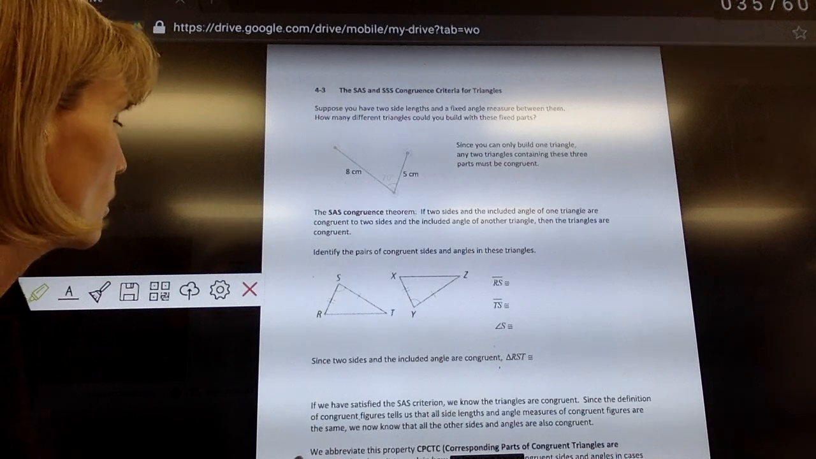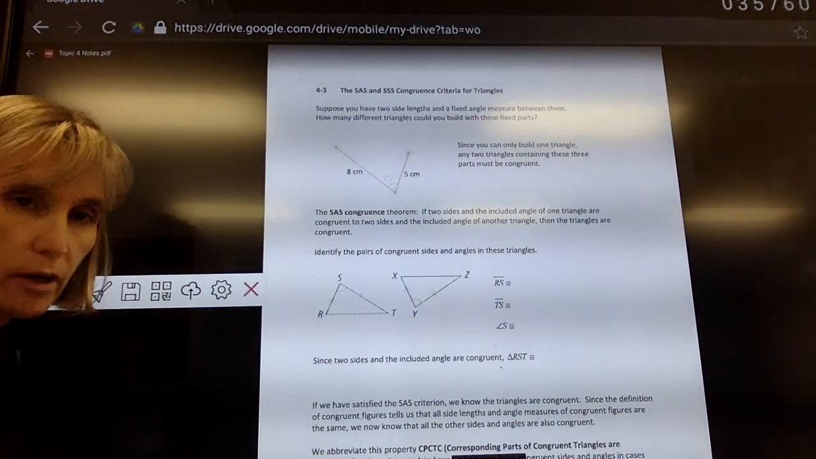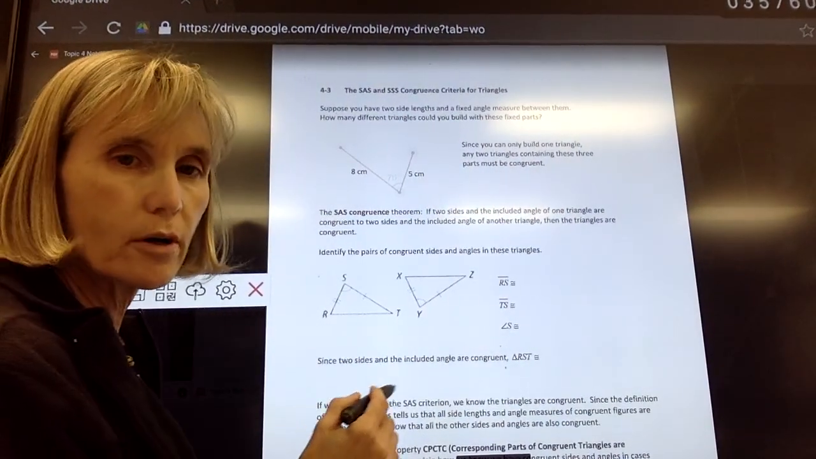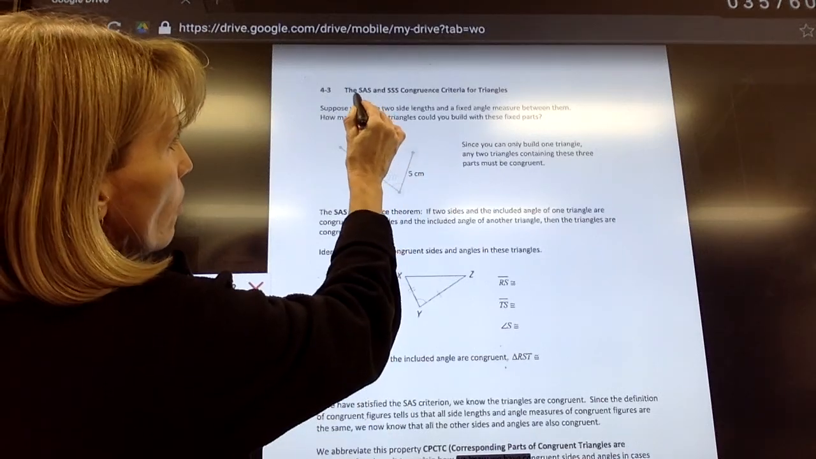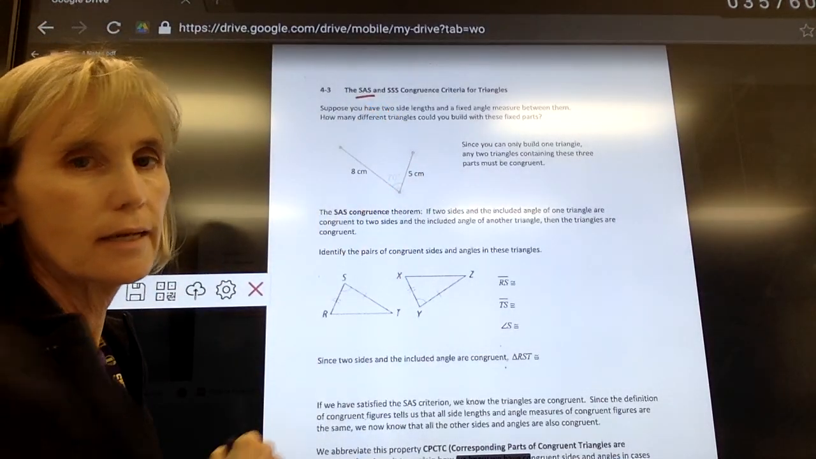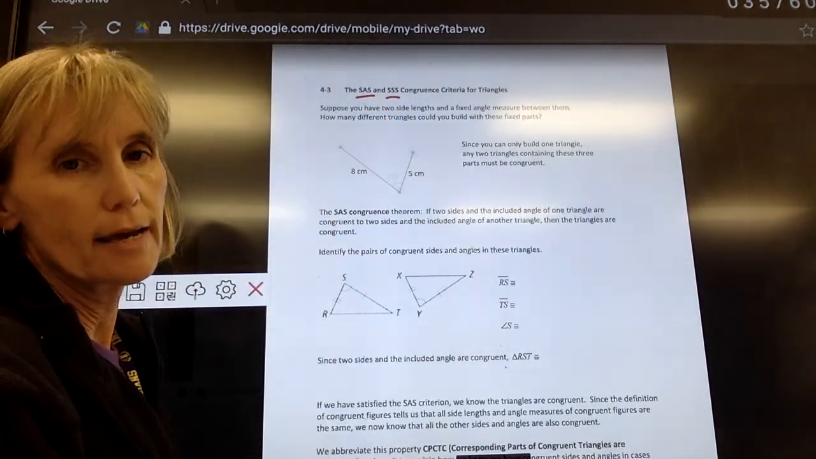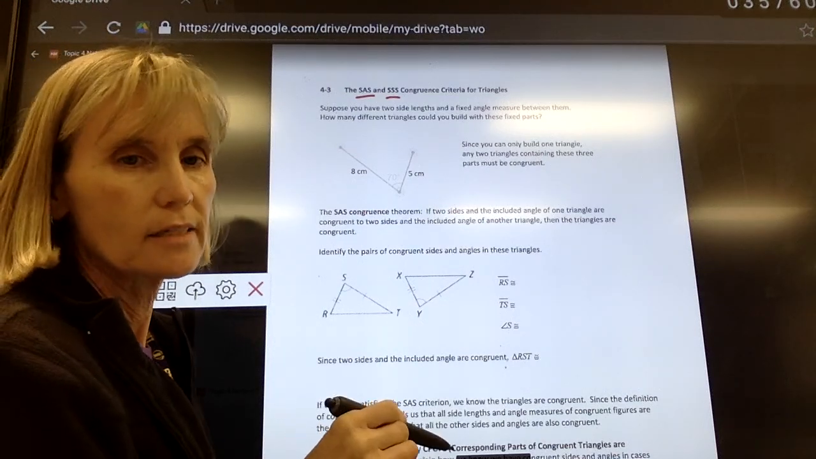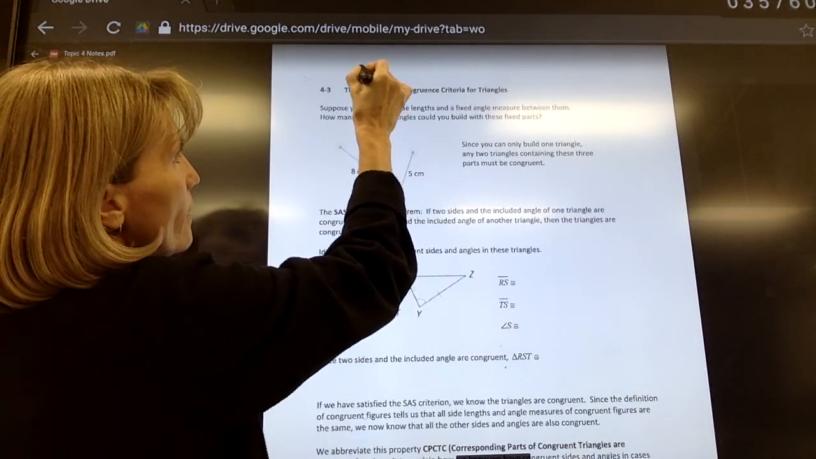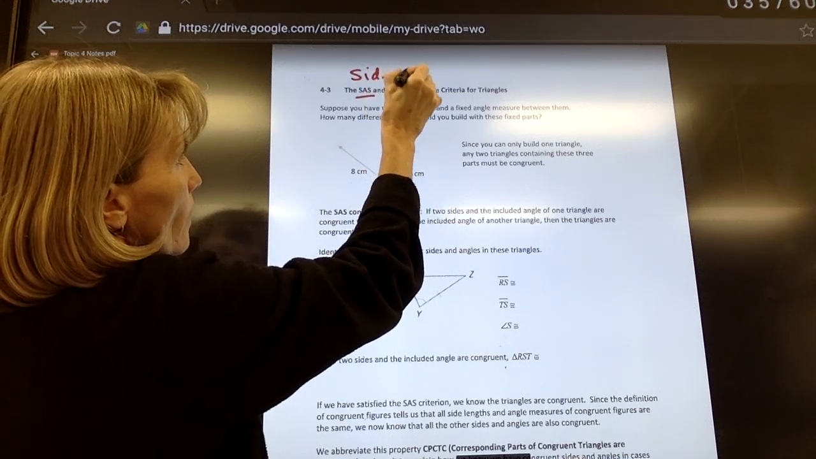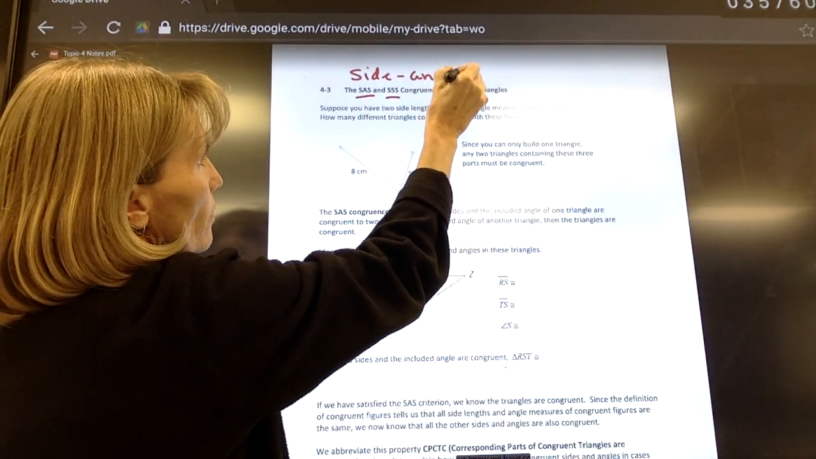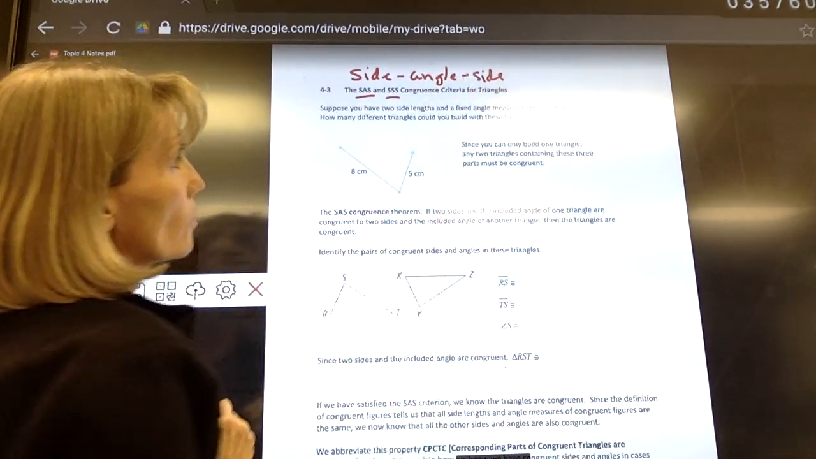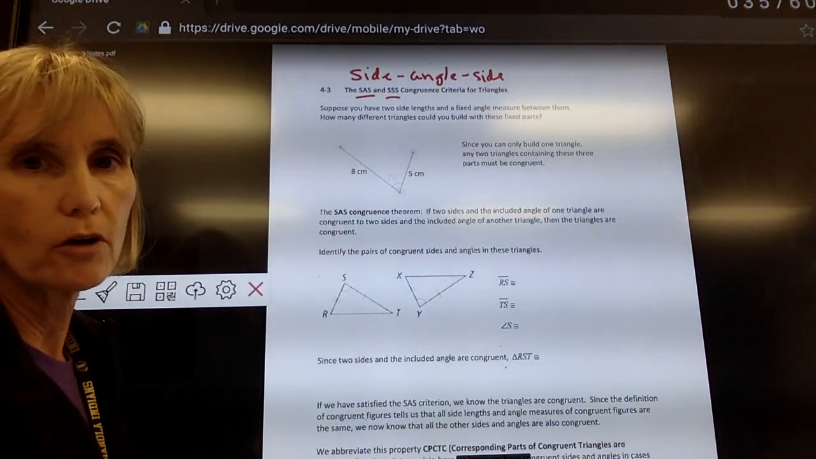And the shortcuts that we're going to look at today, there's actually 5 shortcuts altogether. But the 2 shortcuts that we're going to look at today are called SAS and SSS. The SAS stands for side, angle, side. Okay, and that's the first one that we're going to look at.